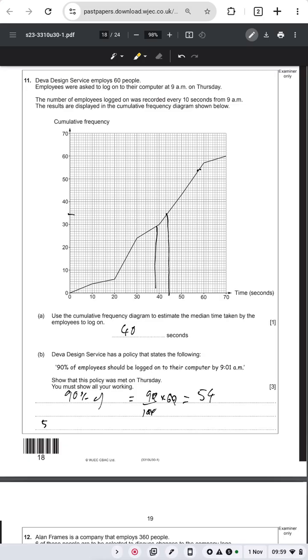So the 54th person logged on at 9:00 and 54 seconds. Therefore, policy met.